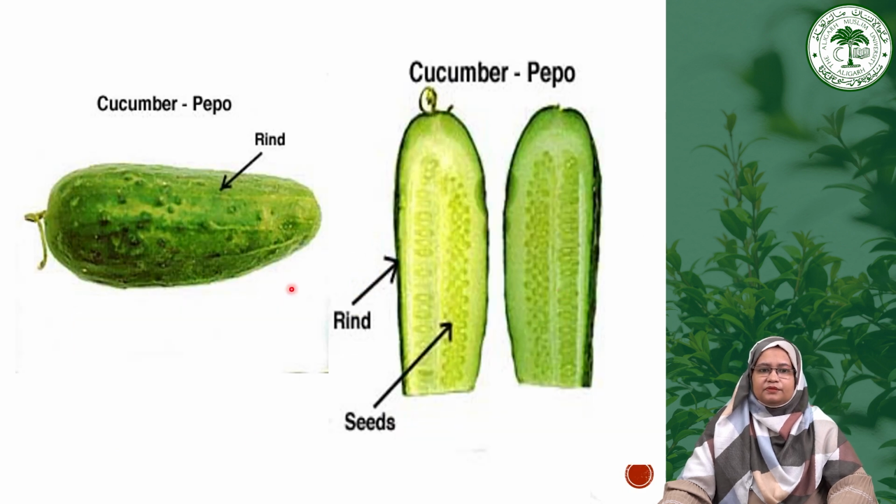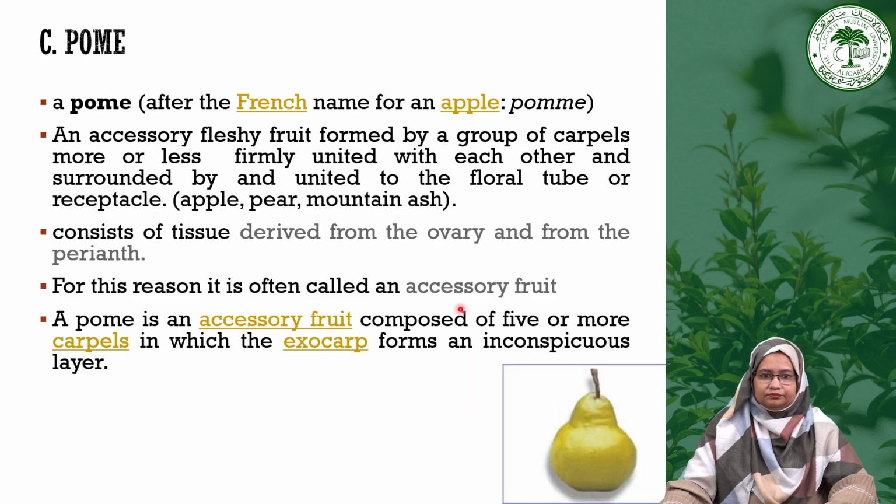Then cucumber is also a kind of pepo fruit. As you can see, this is the rind, and this is a longitudinal section of the cucumber showing the seeds. Then the third is the pome.